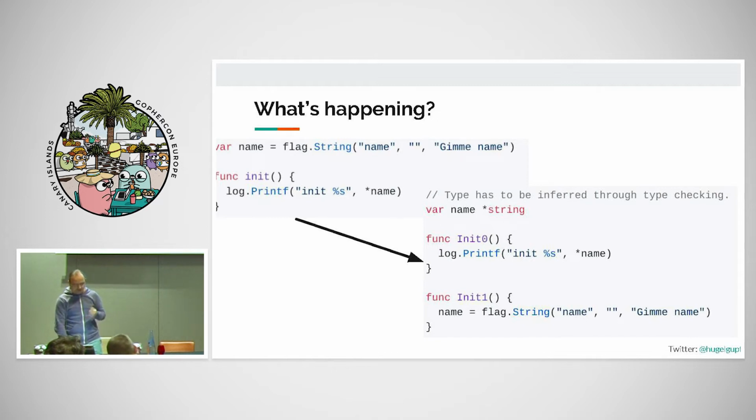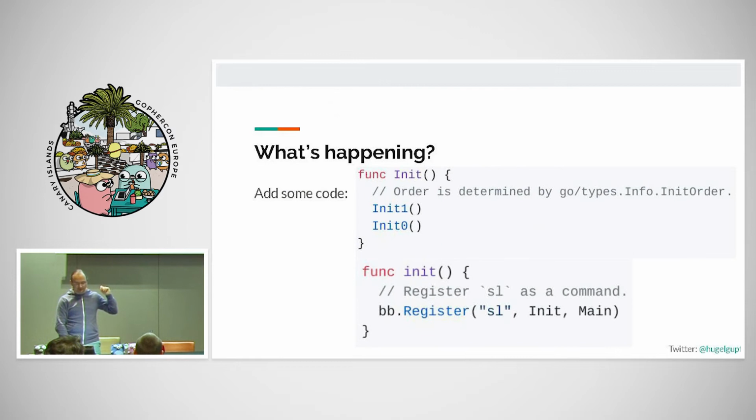The other thing to notice here is in this example, the order of the inits matters, right? Because I'm actually using the name in the other init, init1 has to run before init0. The Go standard library will also tell you the init order that things are supposed to be run in. So we end up writing an actual init function that calls them in the order that they should be called in, according to the Go runtime. And then the real init registers the command and its exported init and main functions in a global map of commands.